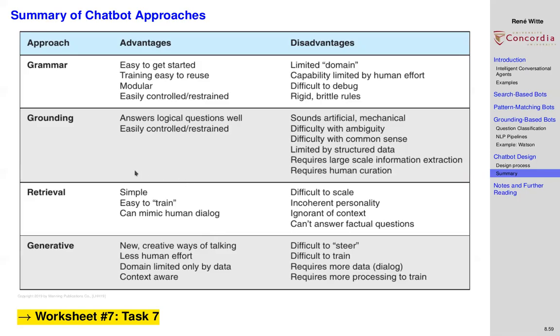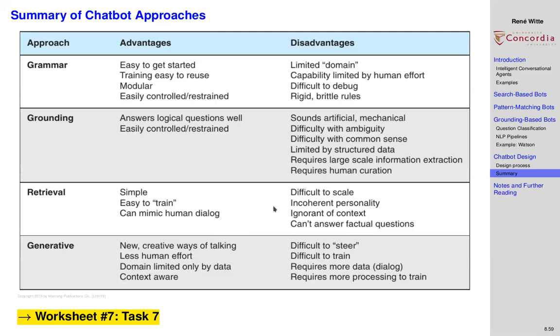We talked about the retrieval-based bots, and these are very easy to work with, because all you need is the training data, the question answer pairs. And if your answers look like a human answered, for example, for a number of questions, then the bot will sound just like a human.